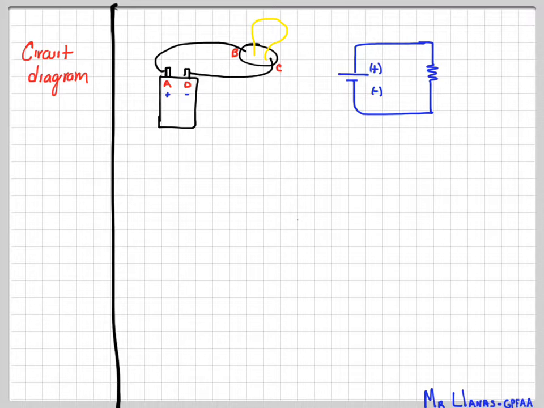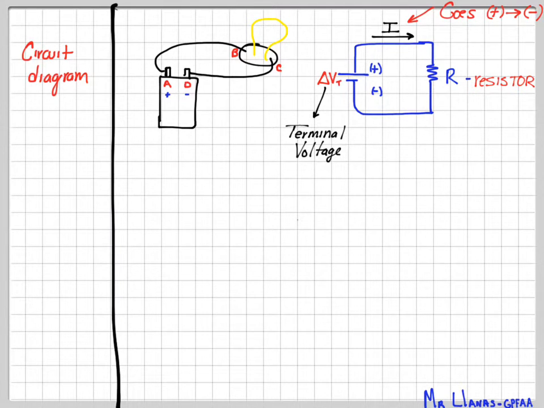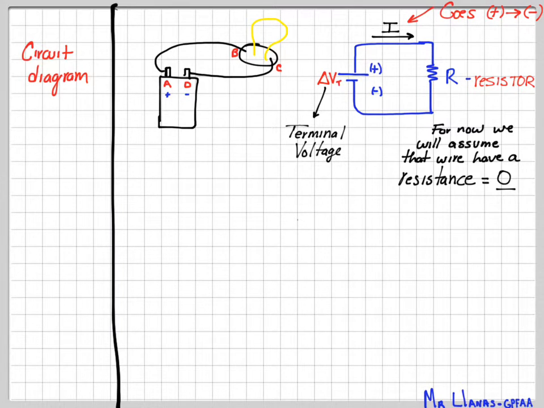So you see how we have negative and positive, and then we have the resistor, which is actually the light bulb. That's represented with a big R, and for the voltage of the battery, the terminal voltage, we use delta V, which would be our total voltage, and I to represent the current, which goes from positive to negative. We already talked about that. And again, for now, for all your questions, unless they specify otherwise, we'll assume the wire has zero resistance.